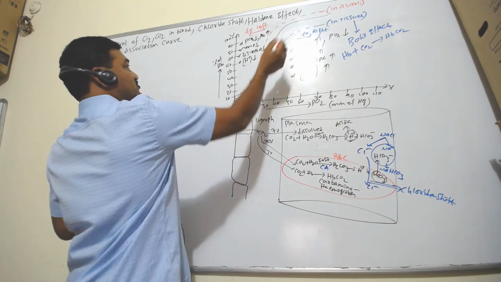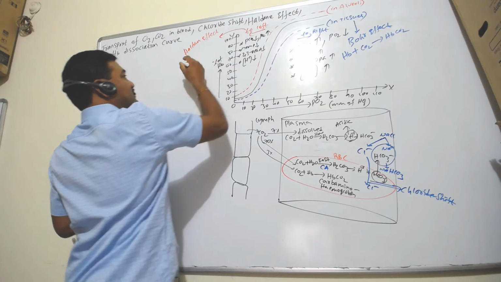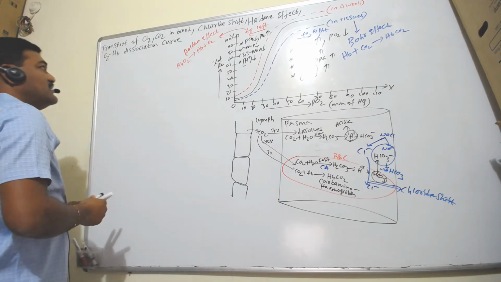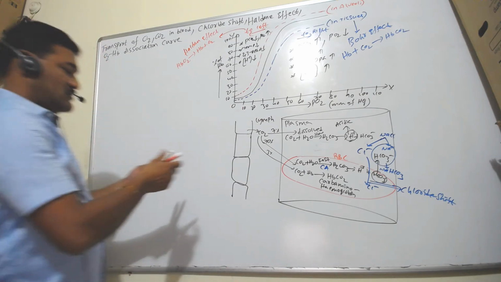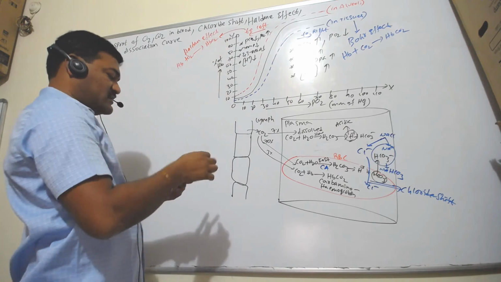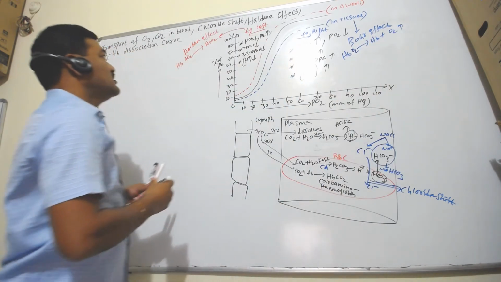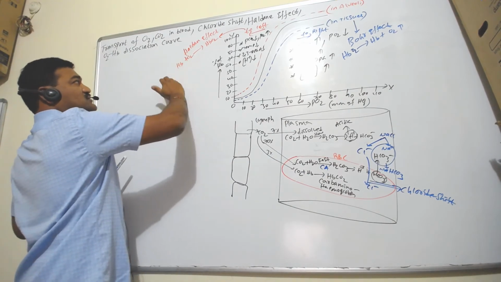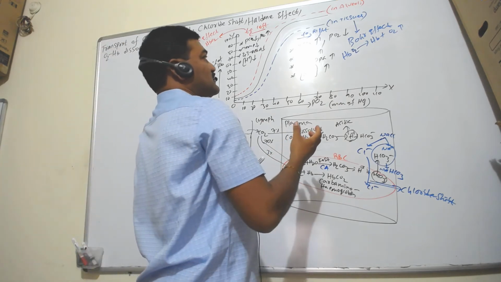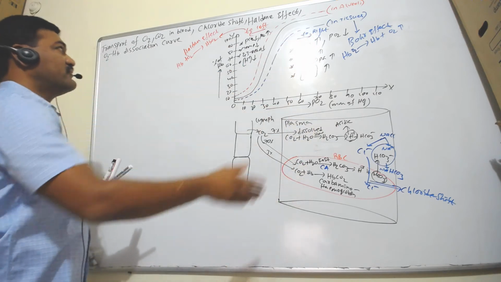But when the curve is shifting to the left, that's called the Haldane effect. Haldane effect, where the hemoglobin combines with oxygen to form HbO2. In the alveoli, when there is more oxygen, carbon dioxide is displaced and hemoglobin combines with oxygen to form oxyhemoglobin. This is the Haldane effect. But in the tissues, when there is more carbon dioxide and less oxygen, what happens? The HbO2 will dissociate into Hb plus oxygen. That is called the Bohr effect, and this is the Haldane effect.